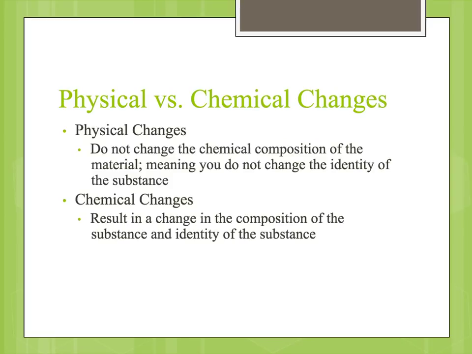Well, this brings us to this idea of chemical and physical changes. The definition of a physical change is something that does not change the chemical composition of a material. This means you don't change the identity of it. You're not changing what it is made of. A chemical change results in a change in the composition of the substance, thereby changing the identity of the substance.